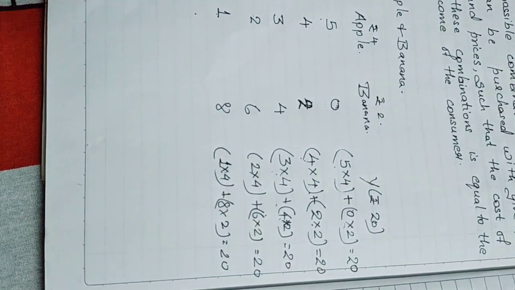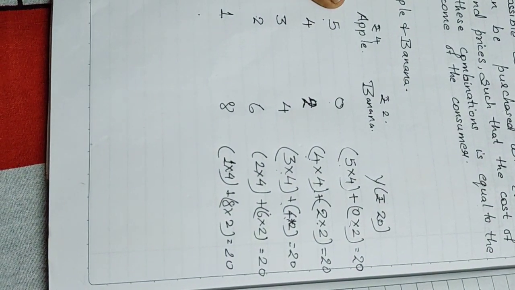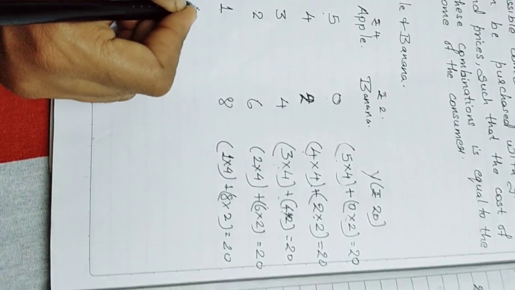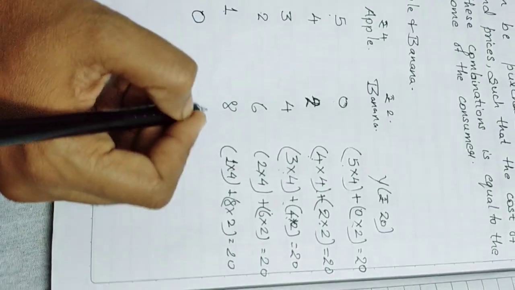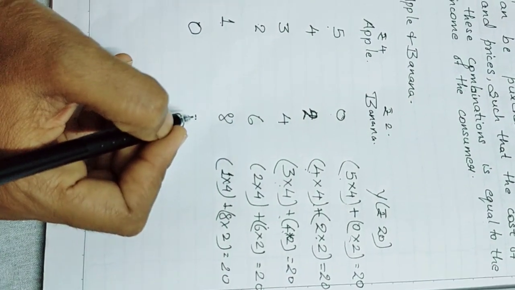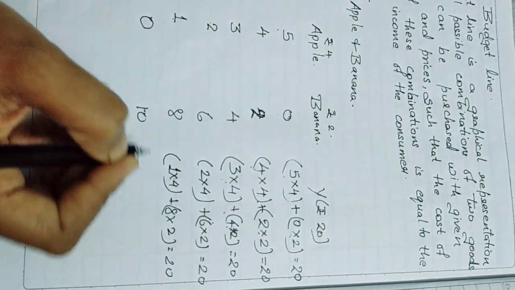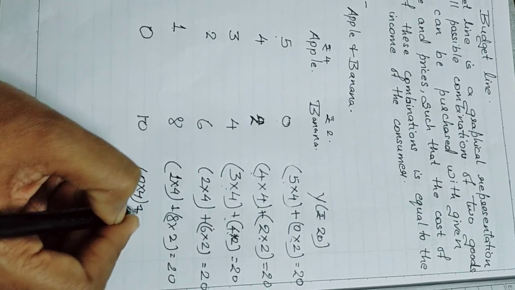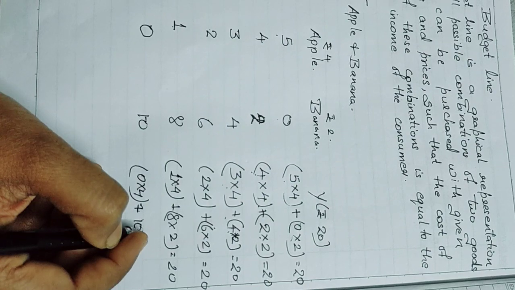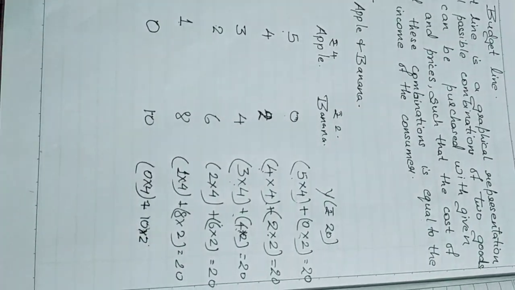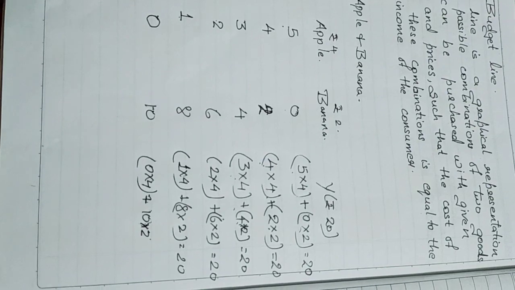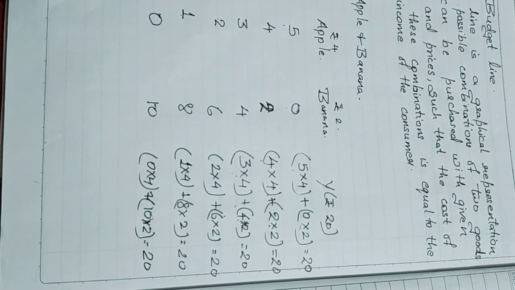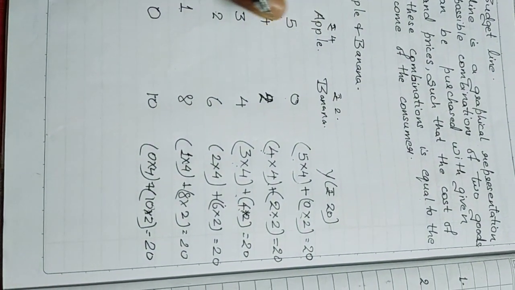And at last, earlier I had put my whole income into apples. Now I don't want apples. Now I am giving all my income to banana. So here 0 apples, and how many bananas? It is 10 bananas. That is 0 into 4 plus 10 into 2. So here I got 20. This is the table we formed.